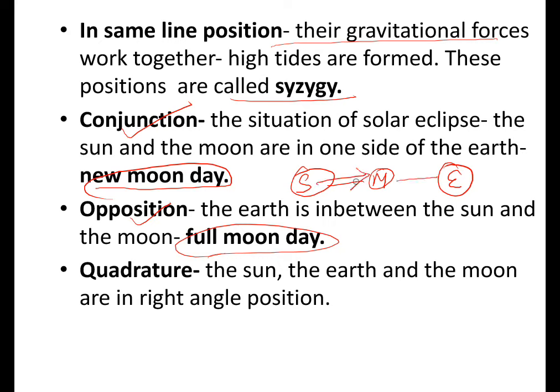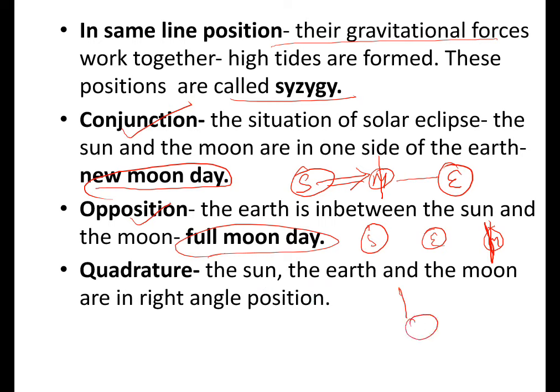Because the sun's rays fall like this, only this part is illuminated and we can't see the illuminated part, so that's why it is a new moon day. And opposition: here the sun is there, earth is there, and here the moon is there. So the fully illuminated part can be visible, so that's a full moon day, which is also called opposition.